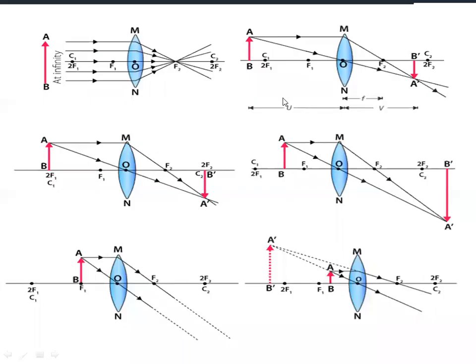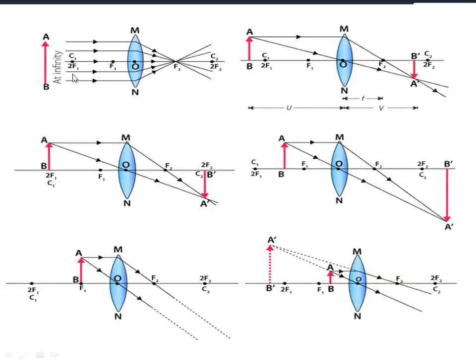As you can see here, the object is kept at 6 different positions. As we have already studied for the mirror, in this lens also, the object is kept at 6 different positions. What are the 6 different positions? If the object is kept there, how is the image formed, and how are the rules applicable here? Everything we are going to discuss now.